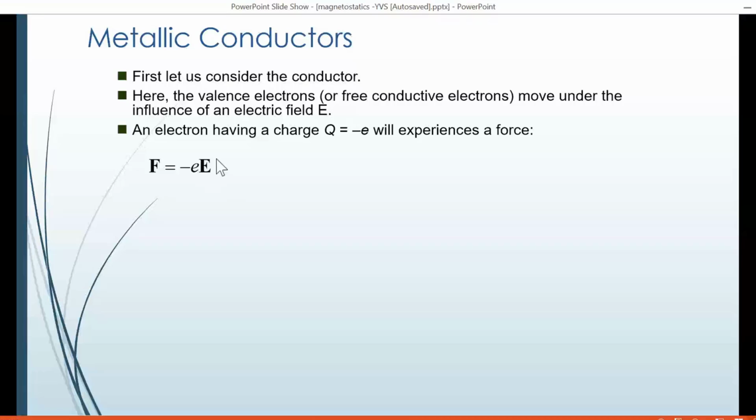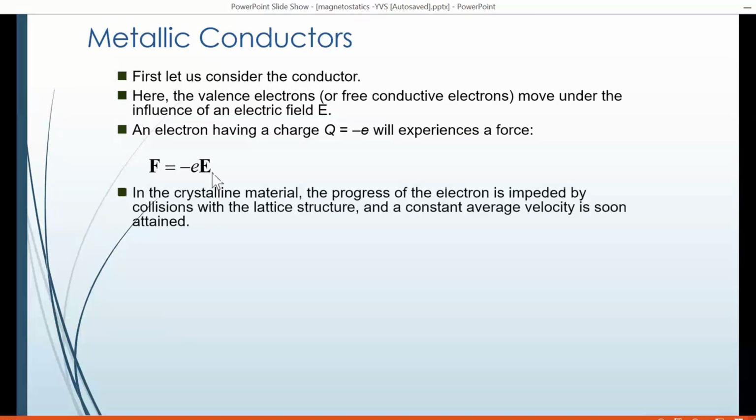We have already seen this: F is equal to Q into E. So what will F be if, instead of Q, we write minus e? F is equal to minus e into capital E, where E is the electric field intensity in volts per meter.